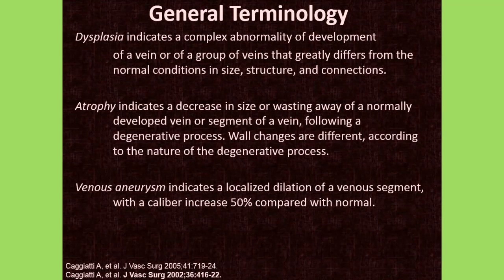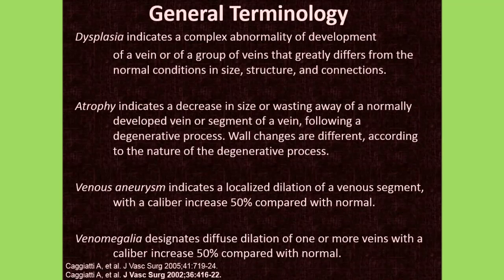Venous aneurysm indicates a localized dilation of a venous segment with a caliber that increases 50% over the surrounding normal vein. Venomegalia designates diffuse dilation of one or more of the veins with a caliber increase 50% greater than that of the surrounding normal vein.